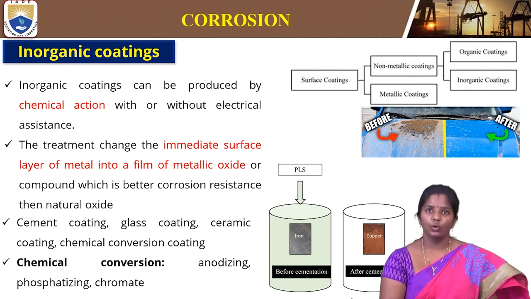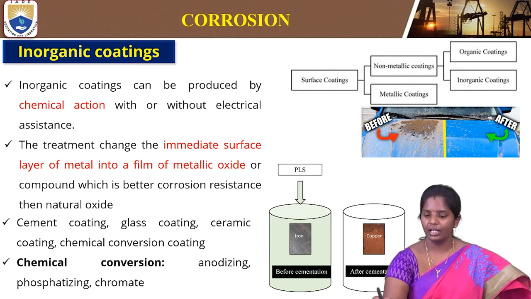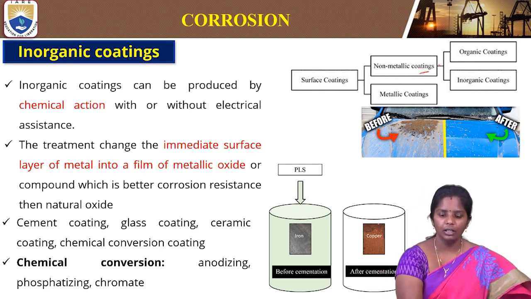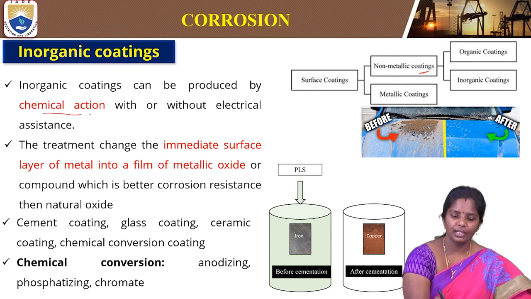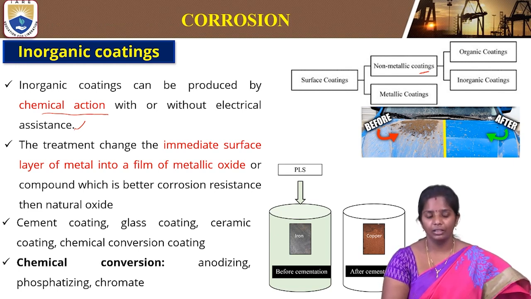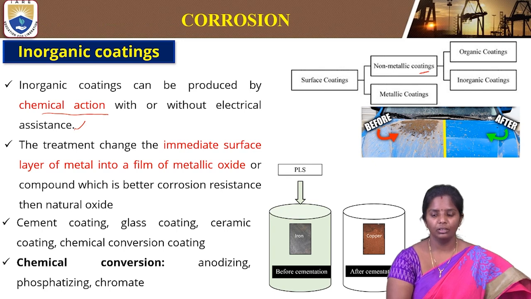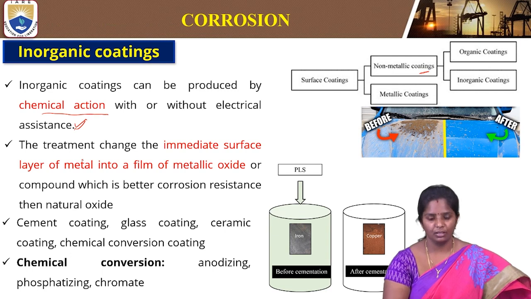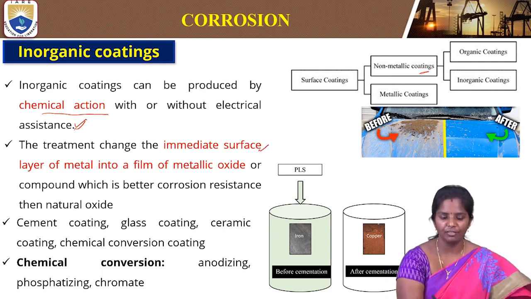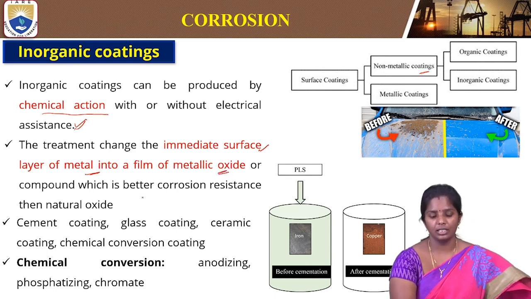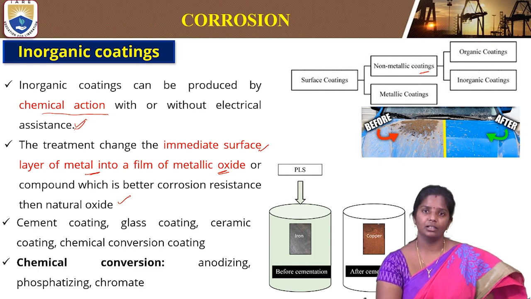Then are the inorganic coatings. These inorganic coatings, as we have seen, come under non-metallic coatings. So what happens here? Inorganic coatings can be produced by chemical action, with or without electrical assistance. It can be a simple chemical process wherein the metal will be coated onto the base metal. The treatment changes the intermediate surface layer of metal into a metal oxide, or a compound which has better corrosion resistance than the natural oxide present on the metal.